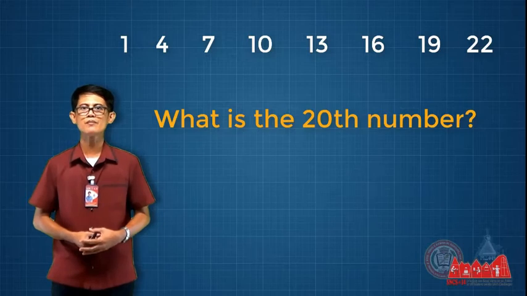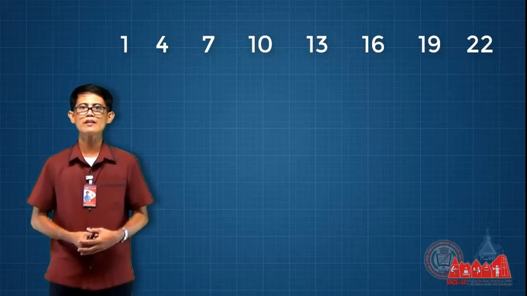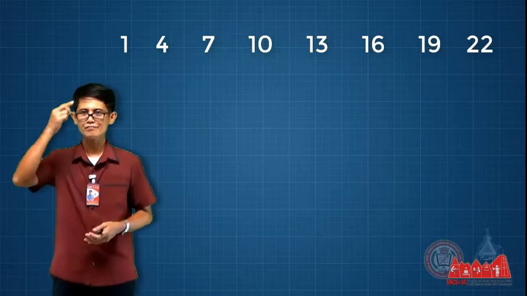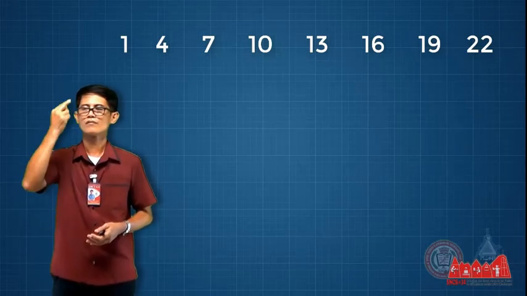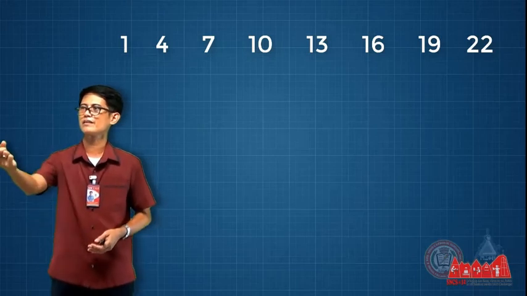You have two options, remember? You can keep on adding 3 manually until you reach the 20th number, or perform the technique that I taught you last time, teleportation. Go back. Pero kung charger. Oh, no!